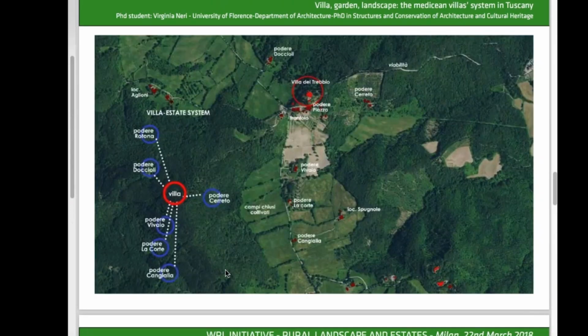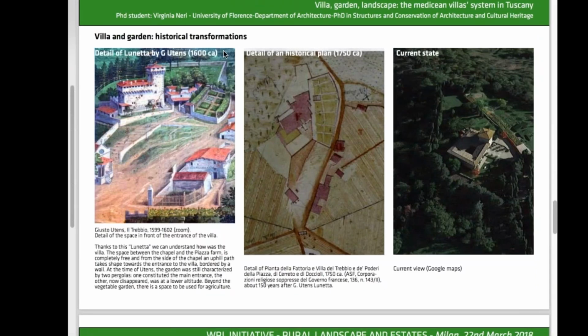Here we can see the network of the villa that was strictly connected with all the farms all around where peasants lived. And here we can see the main road that reached the villa, and all the small farms in the middle of huge properties that were cultivated. Every farm had their crop, and the viability and the roads remained this way for all these years. And here we can see the transformation of the villa and of its garden.